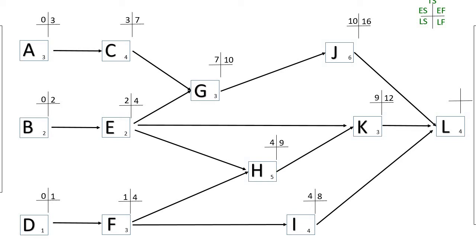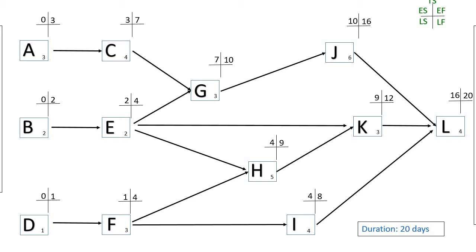Activity L is dependent upon J, K, and I finishing. So the early finish for I is on day 8, the early finish for K is on day 12, the early finish for J is on day 16, so we take the higher of the 3, so the early start for L will be on day 16. 16 add 4 would give us 20, so the early finish for L would be 20, which means that our project should take 20 days. So we just take note of this, that our duration of the project should be 20 days.